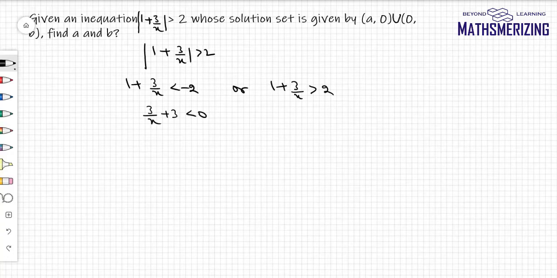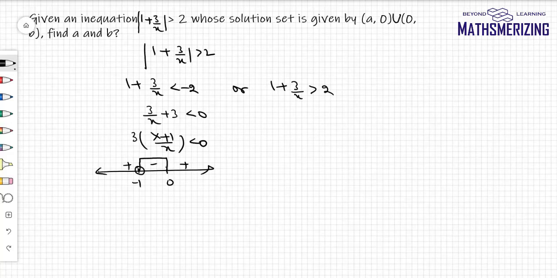plus 3 is less than 0. So if I take 3 common, I can write (x plus 1) upon x should be less than 0. So this is minus 1 and 0. So this is plus, minus and plus. So it should lie between minus 1 and 0.